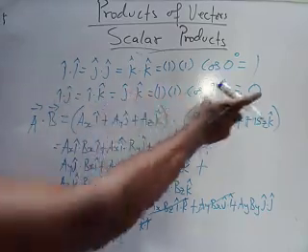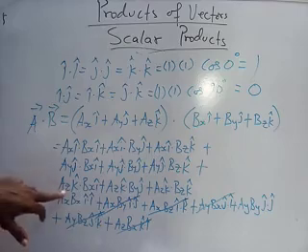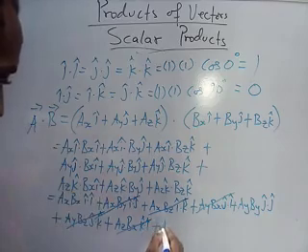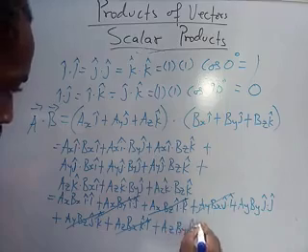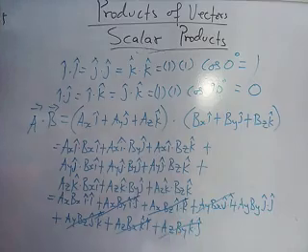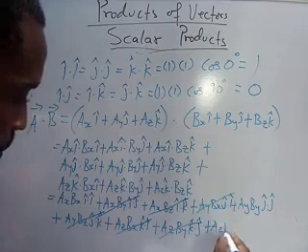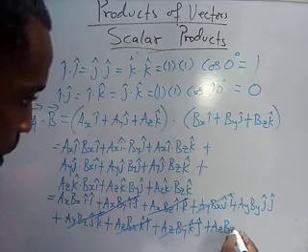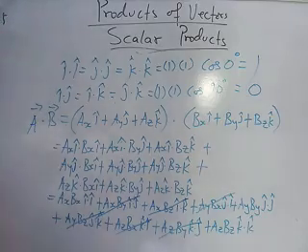J and K is 0. What's K? AZ BX, I move here. AZ BY K dot J. You already know that here will give us what? 0. Plus AZ BZ K K. You know that K K is 1. So it's covered.